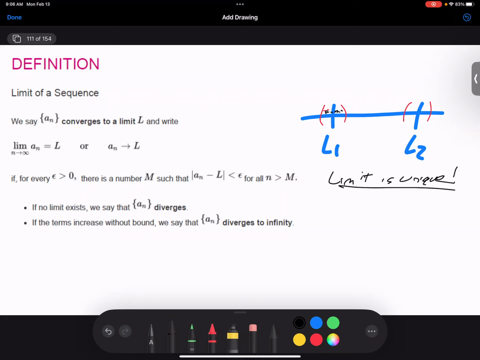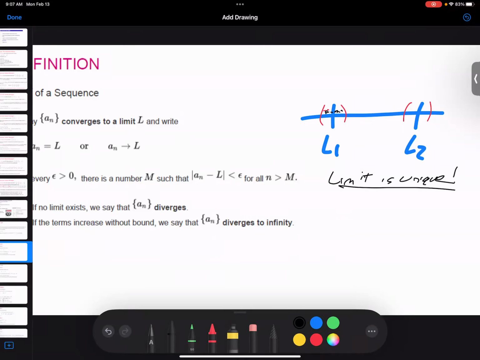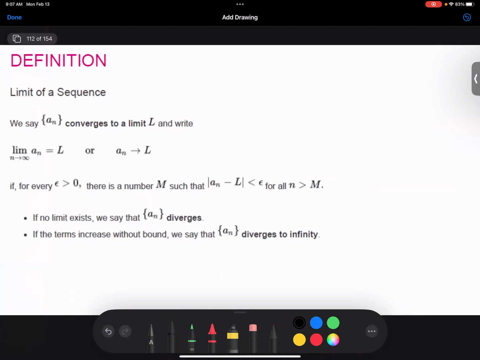It may not have a limit, but if there is a limit, it's unique, because all I have to do is choose my tolerance to be less than, say, 1/10 of the distance between them. And if it's less than 1/10 of the distance between them, I can't be close to both L1 and L2. So if a limit exists, then the limit is unique. So we'll write L for the limit.